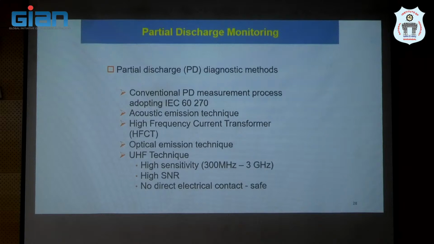Suppose we have developed an acoustic sensor, or UHF sensors with different bandwidths, how is it performing? In that way also, as a standard, we are using the conventional IEC standard. We are also developing high frequency current transformers. How do they compare with respect to the IEC 60270 detection methods, which is a current detection method?